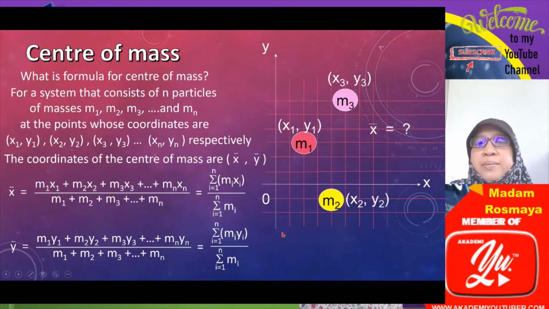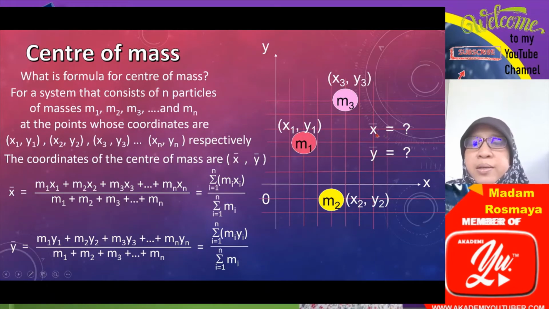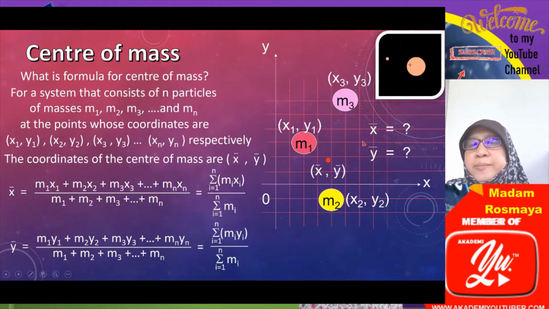Okay, we try one example to get the center of mass in the form of coordinate bar x, bar y. Using this formula, we can determine, for example, the Earth Moon system just now. So it lies somewhere here.